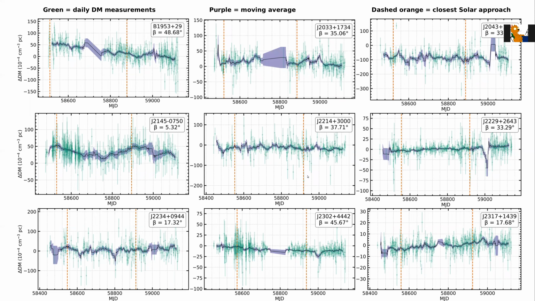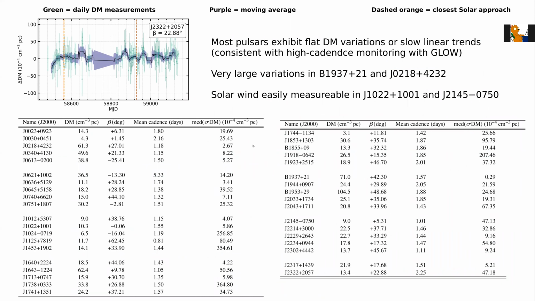But just to quickly move on to this kind of summary slide, we can see that the mean cadence is very high for all of these pulsars. It's more or less under 2 for everything that we have. The median DM error is also quite small. In most cases, it's at the 10^-3 DM units level, but in the case of a few of them, it's at the 10^-4 level, or even lower in the case of 1937.